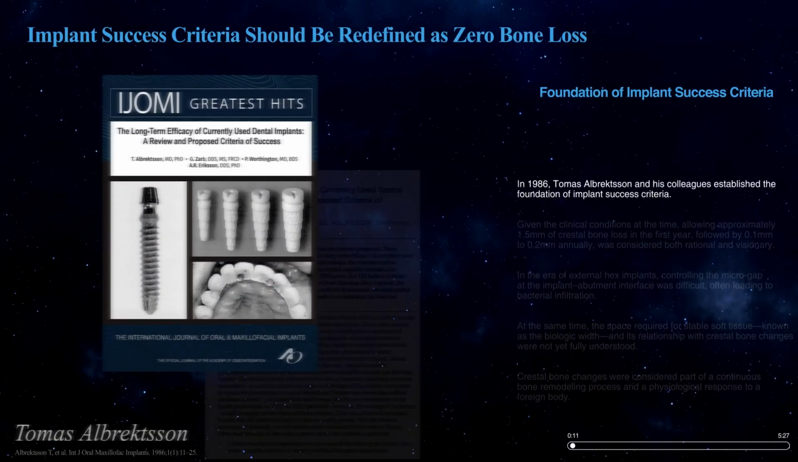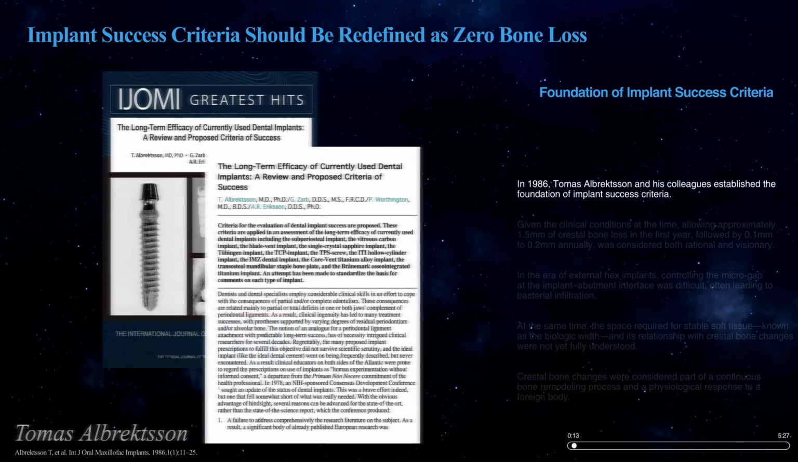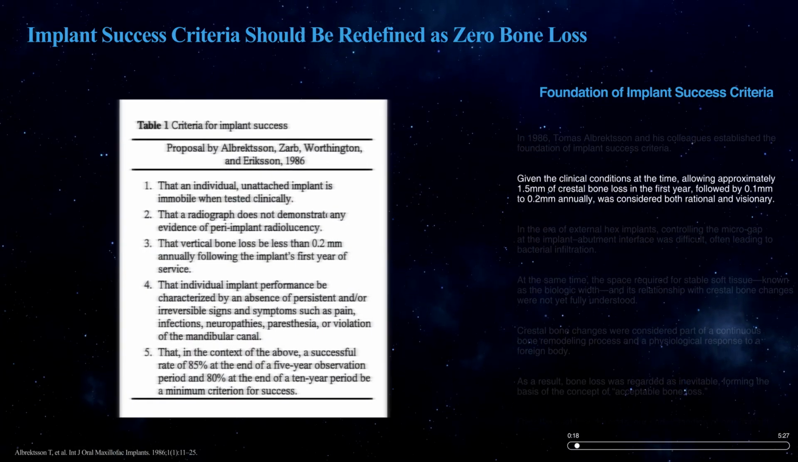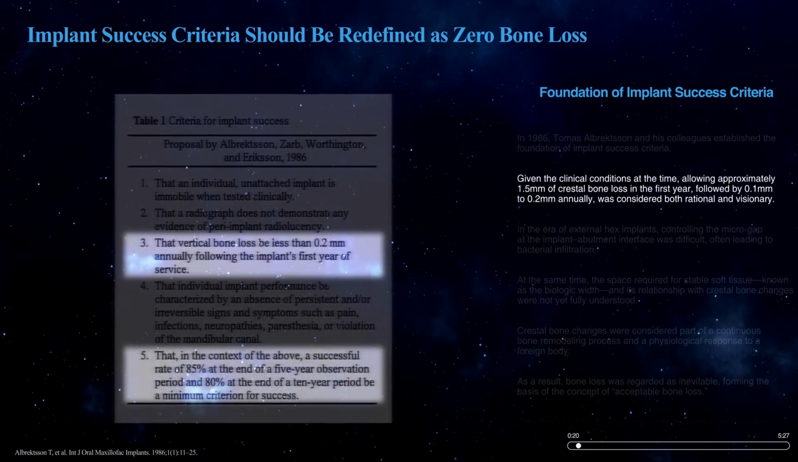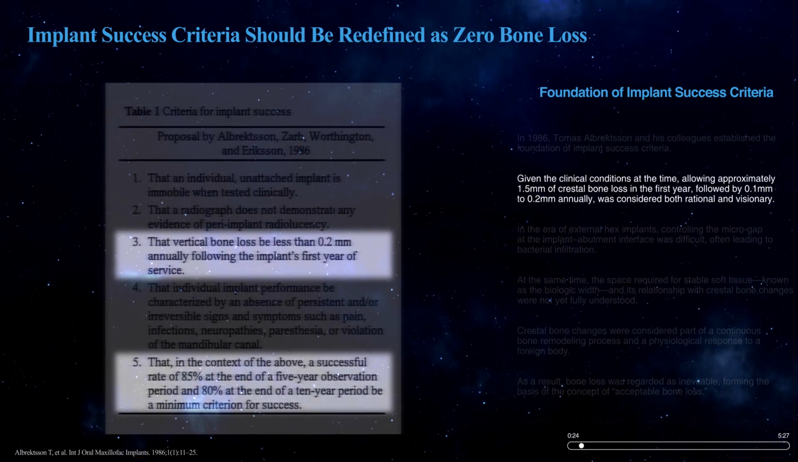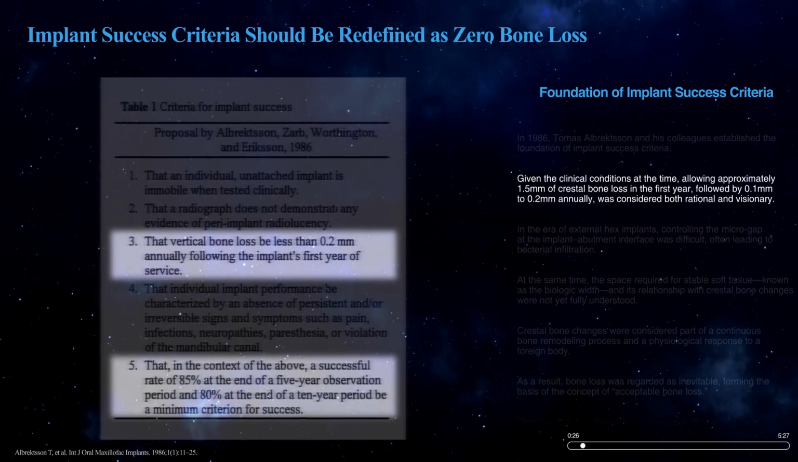In 1986, Thomas Albrektsson and his colleagues established the foundation of implant success criteria. Given the clinical conditions at the time, allowing approximately 1.5 millimeters of crestal bone loss in the first year, followed by 0.1 to 0.2 millimeters annually, was considered both rational and visionary.